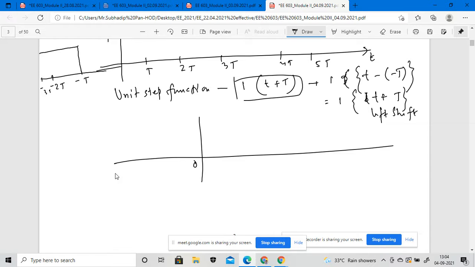so this will be 0, this will be my 1. We are considering x(t) over here. This will be your minus t. This will be your minus 2t. This side we are considering minus of 3t. This side we are considering 4t.